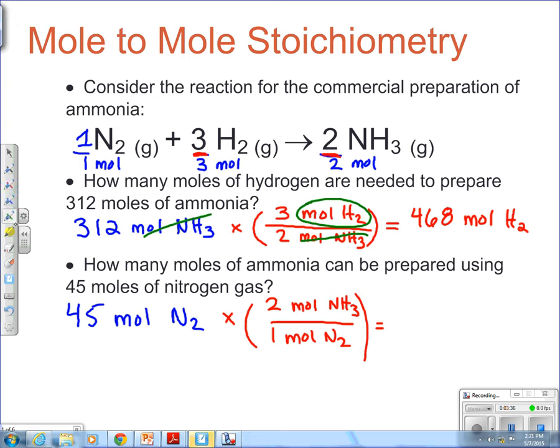Make sure that my units cross out. Moles of nitrogen, I started with those. If they cross out, I'm left with moles of ammonia, which is what I want. And 45 times 2 is 90. Don't forget units, it's 90 moles of ammonia. These are two great examples of mole-to-mole stoichiometry.